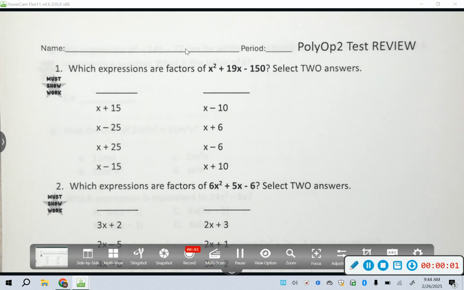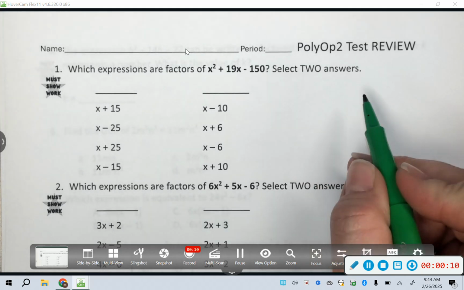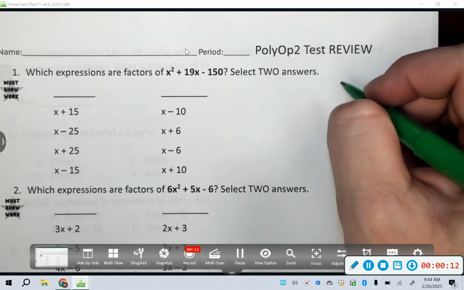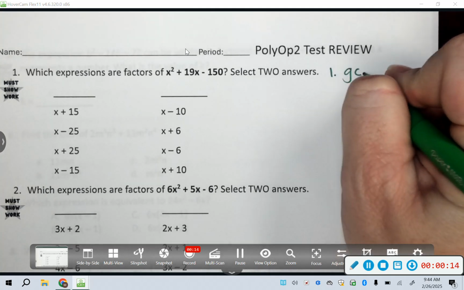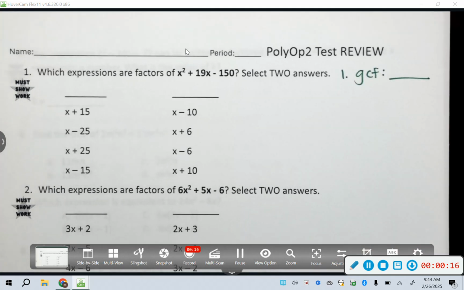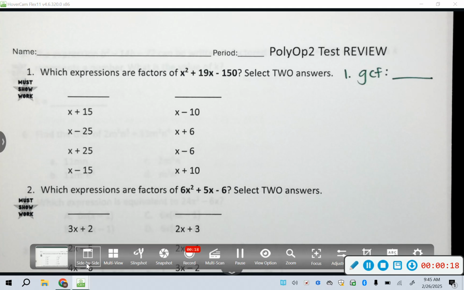Okay, PolyOp test tomorrow. It says which expressions are factors of x squared plus 19x minus 150? Select two answers. So remember, our first step every single time is to identify our GCF, because if our GCF is anything other than 1, we need to take it out.